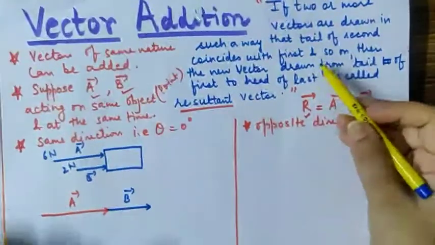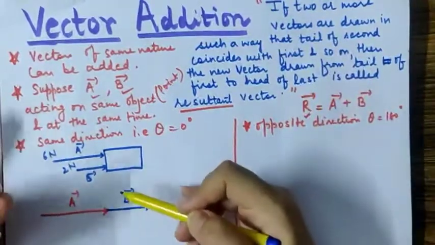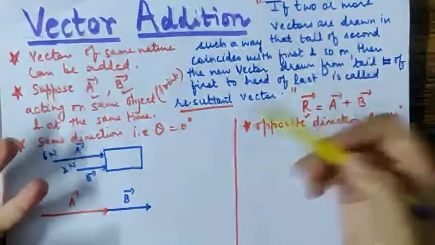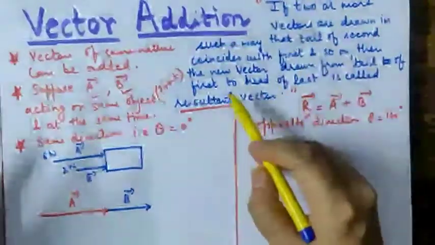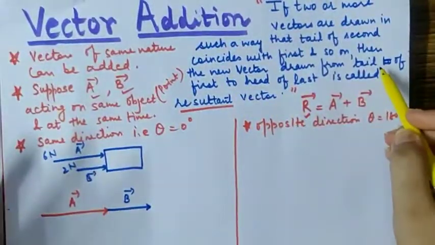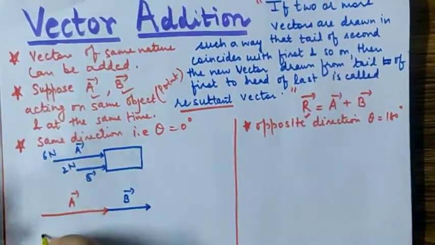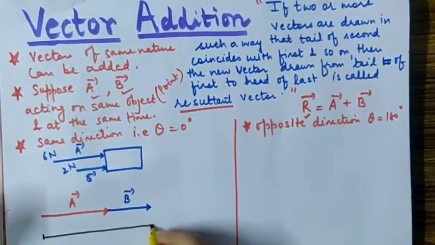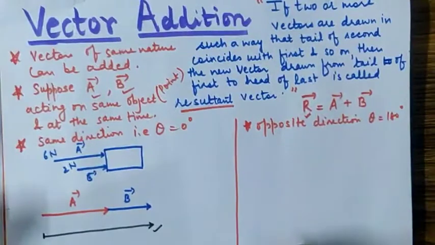Now what is the next step? What is the last step? When you are done doing this, because only 2 vectors were there and I'm done doing that, I'll be doing the next step. What is that? The step tells us to draw a new vector. So I'll be drawing a new vector starting from the first tail and ending at the head of the last. So this vector fully represents the resultant.